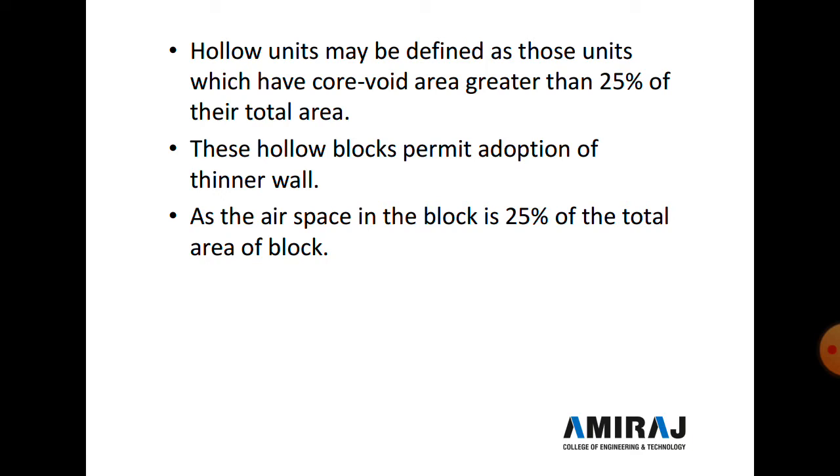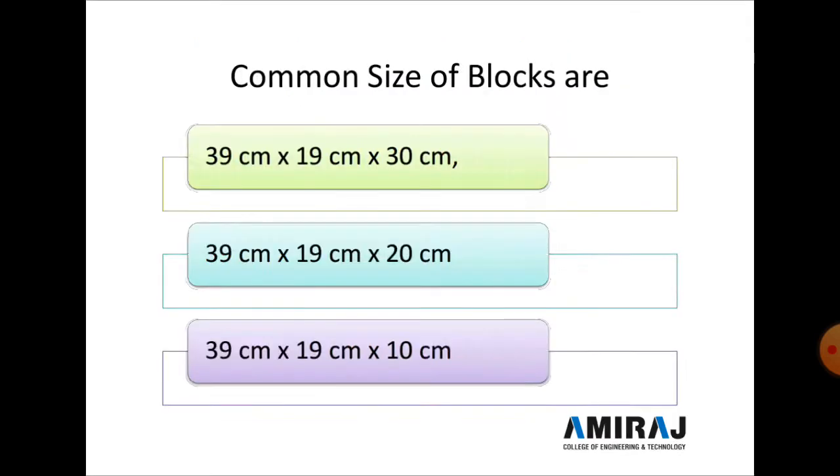Now these hollow blocks permit the adoption of a thinner wall, which ultimately results in an increase in floor space. And as the void space in the block is 25% of the total area of the block, there is a saving in material, because 25% of the part is hollow. No material is used in the hollow part, so it saves material. Here some of the common sizes of the block are given.